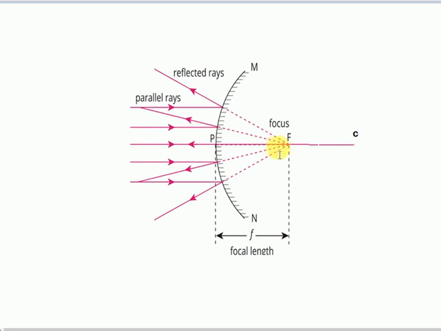The principal focus of a convex mirror is a point on its principal axis from which a beam of light rays initially parallel to the principal axis appears to diverge after being reflected. So a convex mirror is also called a diverging mirror.